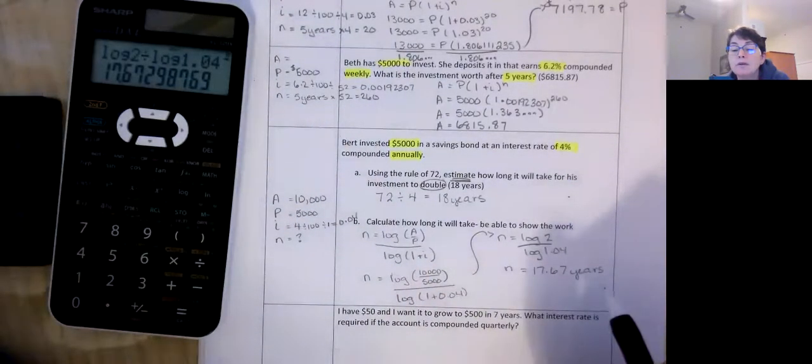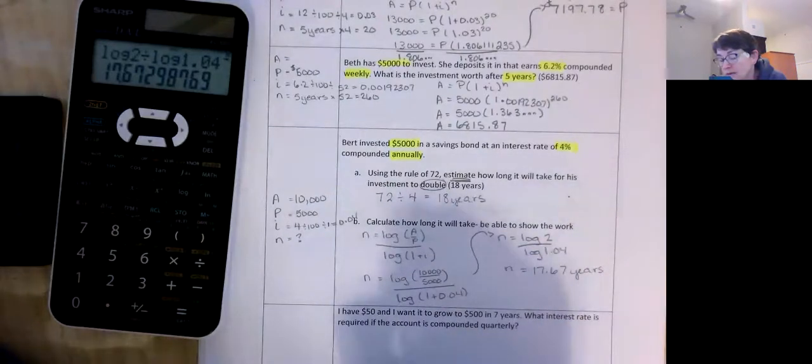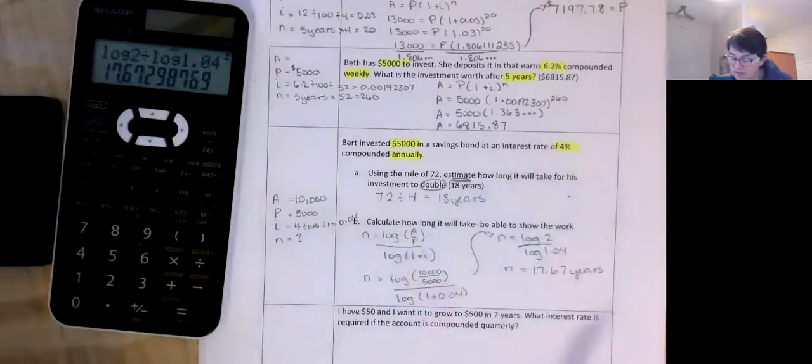Remember, the rule of 72 works best if it is compounding annually. If it was compounding more quickly, then there might be a bit more of a difference.